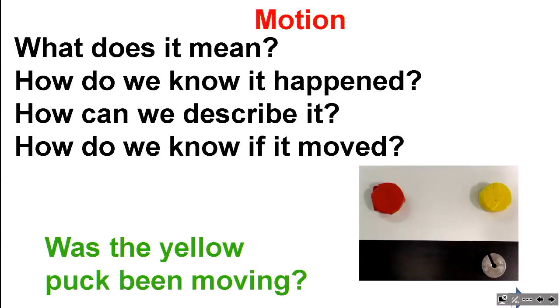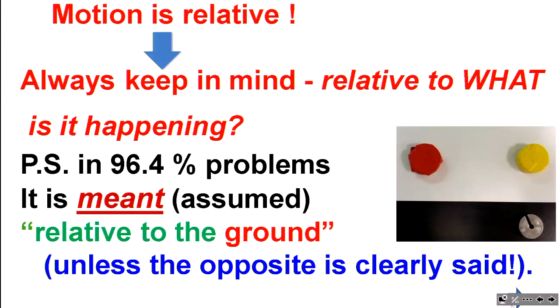However, no one ever writes it down explicitly in a textbook when you have to solve a specific problem, because it's assumed, it's meant that unless the opposite is said, motion of everything is being considered, analyzed relative to the ground, relative to a specific object on that ground, like a tree or a building or something else.